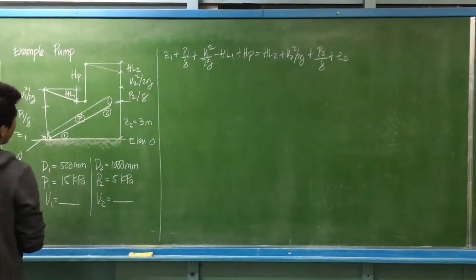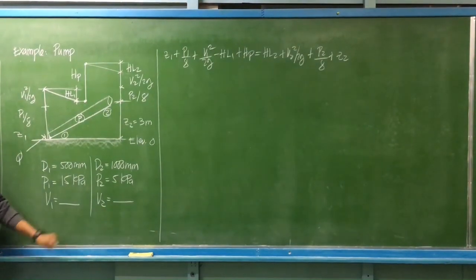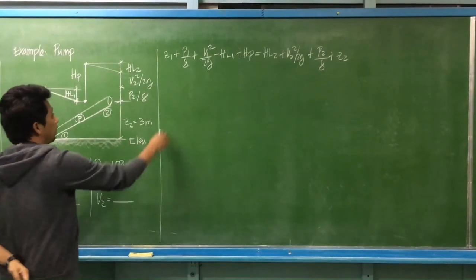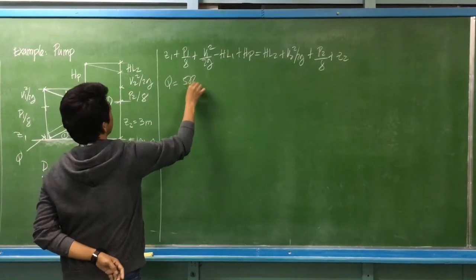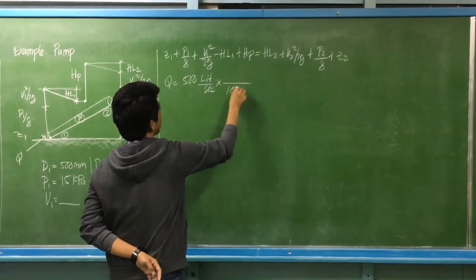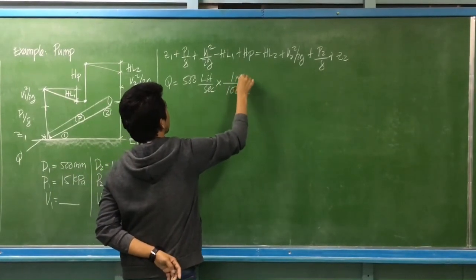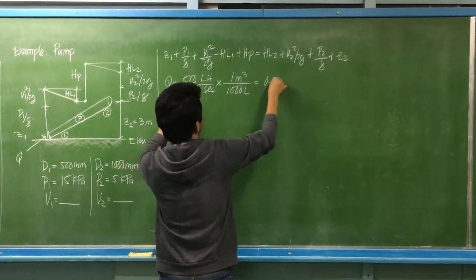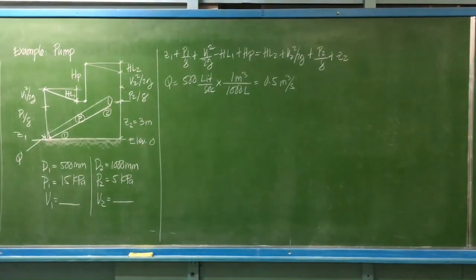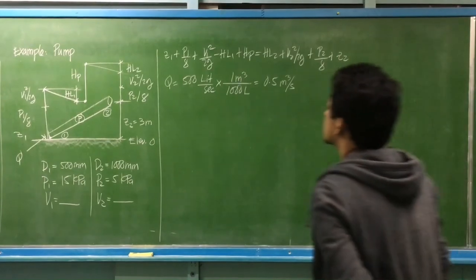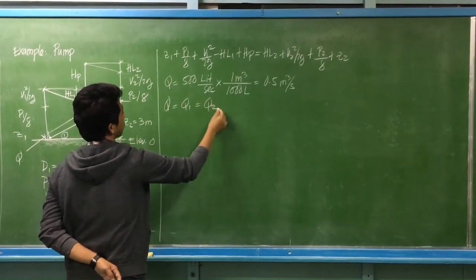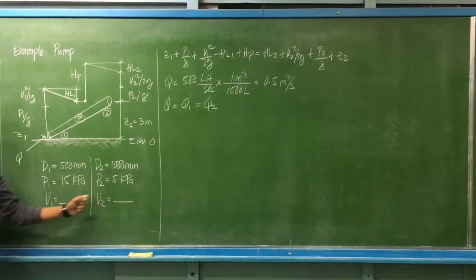So as you can see, we don't have yet the velocities, just to first determine the head added by the pump. But given, I think kanina, yung discharge equal to 500 liters per second. If you have to convert this one, we have 1,000 liters is to 1 cubic meter. So we have a discharge of 0.5 cubic meter per second. By the continuity equation, the discharge at point 1 equals the discharge at point 2. We can now determine the velocities.